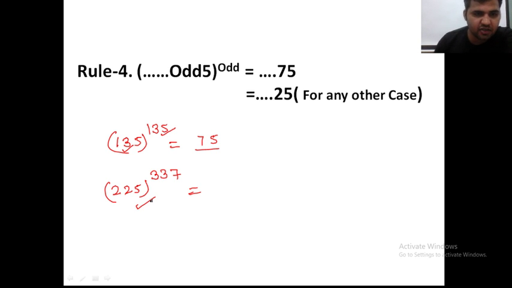In this case, what will be the answer? 225 raised to power 337. 25. Why? Because you have an even number here, right? If the odd and odd rule is not followed, you can straight away say the answer will be 25. You are not supposed to think over it again and again. Okay? 25 will be the answer in this case. Now let's move to the next question.